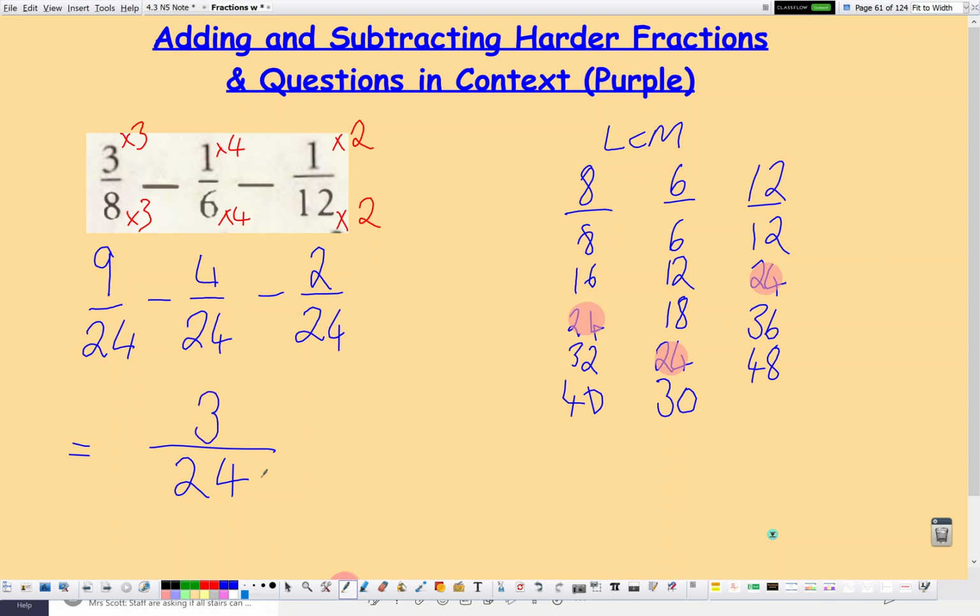We're not done because this can be simplified. 3 over 24, both of these numbers are in the 3 times table, so divide them by 3, 1 over 8. So we actually get left with 1/8. Okay, so if you have three fractions, find that lowest common multiple of the three denominators, get them all to have the same in the bottom, and then do the add and subtract.